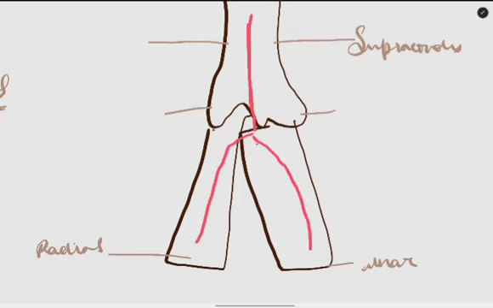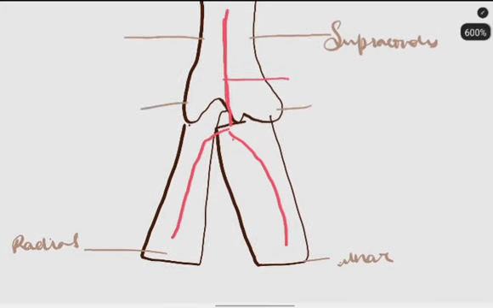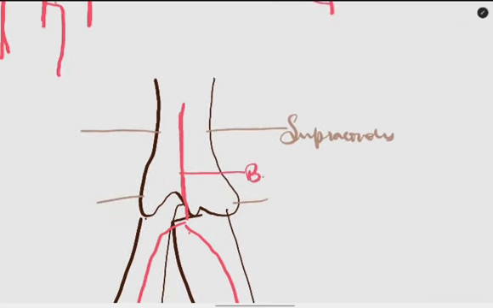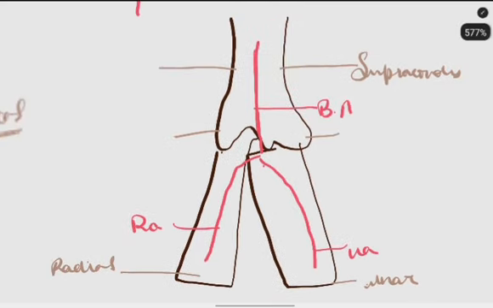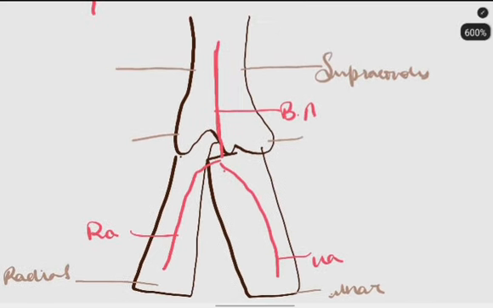So this is very important to know, and let us name it. I'm not going to write the full names, it is going to consume a lot of time. I'm just going to write BA, that is the brachial artery, UA, that is the ulnar artery, and RA, that is the radial artery. Okay, now we are going to study the branches of this brachial artery.